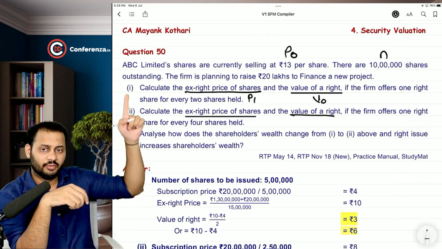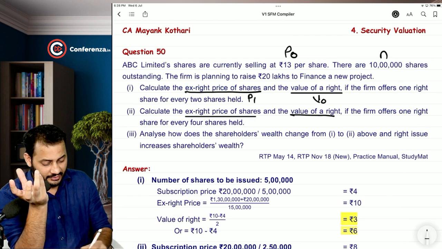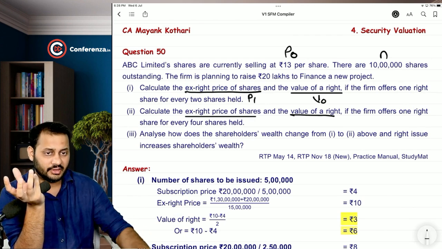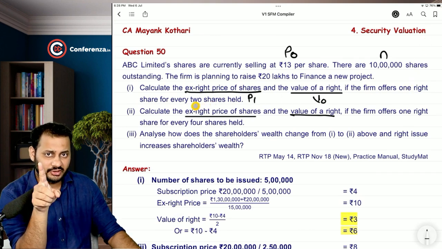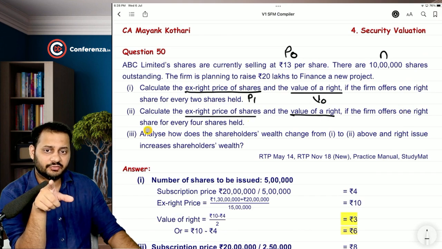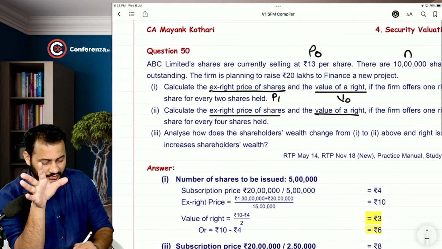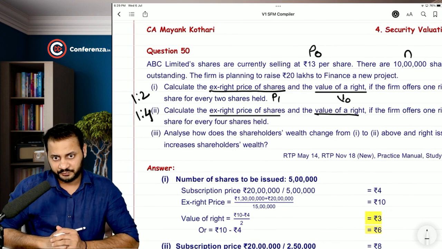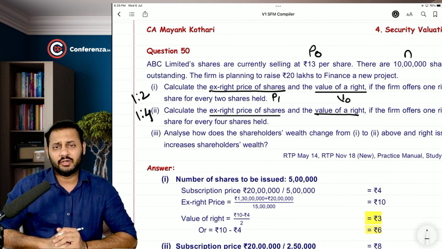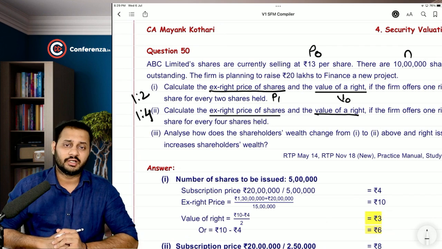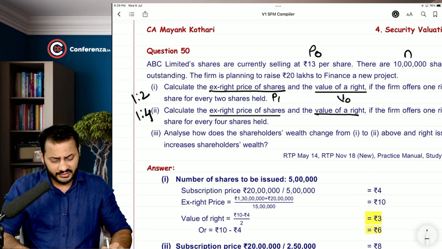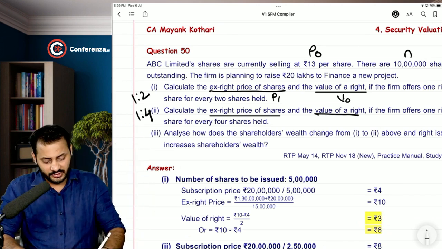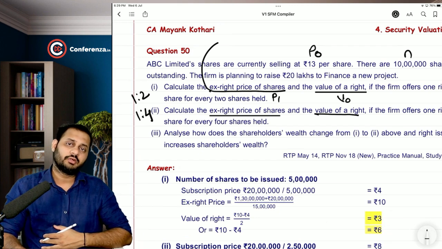In this case also, ex-rights price of the share and the value of the right. So what is the difference between both of them? The ratio is different. Here it is one right share for every 2 shares held, and here one right share for every 4 shares held. So the only difference in the first and second part is the ratio, 1:2, 1:4. In both cases we have to calculate the value of the right and ex-rights price. You just put down the formula and you will get the answer. Very simple.